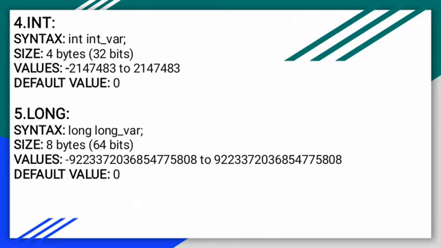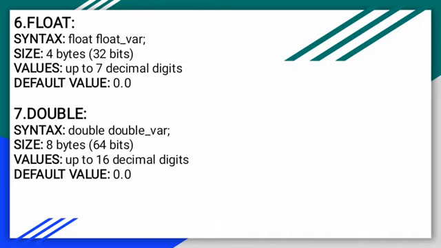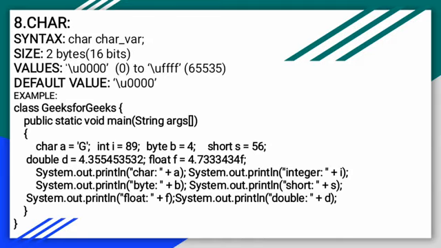Int. Its size is 4 bytes, that is 32 bits. Default value is 0. Long. Its size is 8 bytes, that is 64 bits. Default value is 0. Float. Its size is 4 bytes, that is 32 bits. Default value is 0.0. Double. Its size is 8 bytes, that is 64 bits. Default value 0.0. Character. Its size is 2 bytes, that is 16 bits. This is a small example regarding the 8 primitive data types explained.